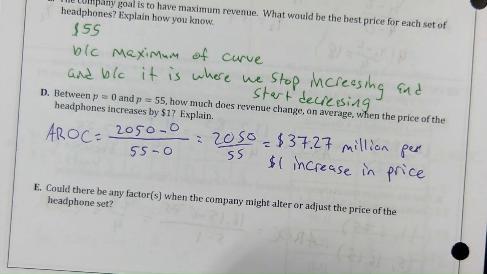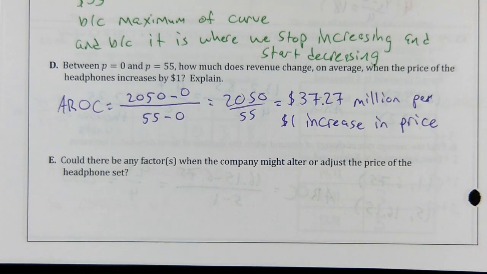And then the last question isn't even really math-based. It just says, are there any reasons or times when the price would adjust and why? It's only worth talking about because it's real world. There's not even anything to write. It's not math. So are there times when we might adjust the price?